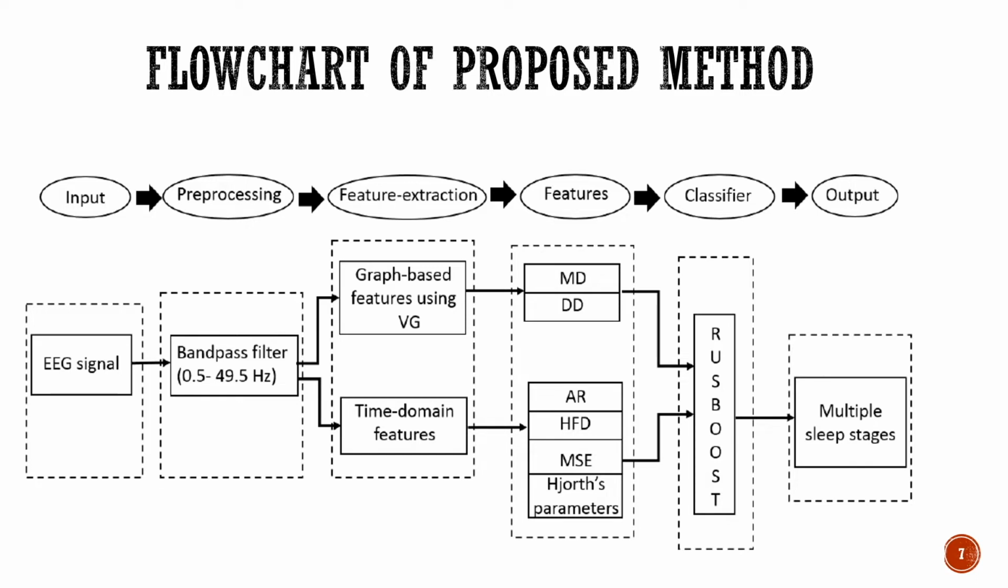0.5 to 49.5 Hz, followed by the feature extraction, and then we have fed the fusion of all these features together to a classifier, which is RusBoost here, and then finally in the output we get multiple sleep stages, in the form of a hypnogram, which represents the discrete sleep stages out of the raw input EEG signal. So this is the whole flow chart.